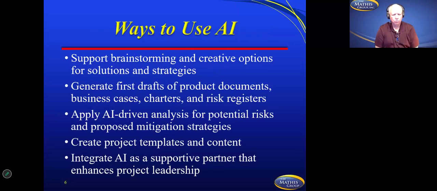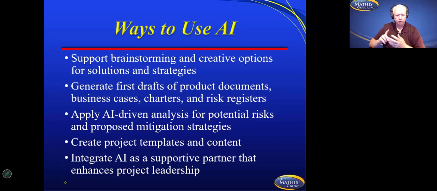So here are some ways that you can use AI for project management. Support brainstorming, creative options for solutions and strategies. You're going to do your brainstorming with your team, and then a lot of times you'll use AI to see, what did we miss? Was there a better solution? Was there a better topic that we didn't even talk about?